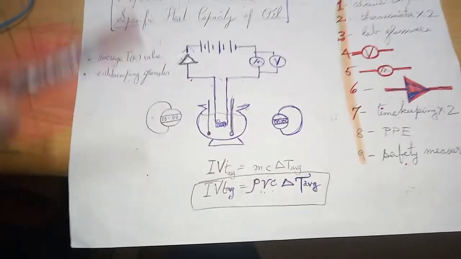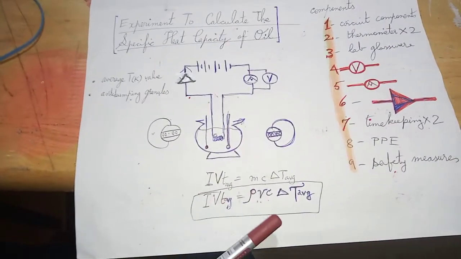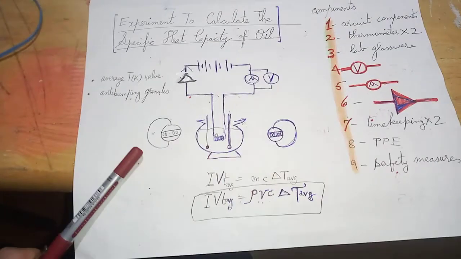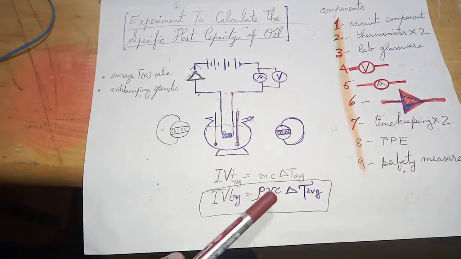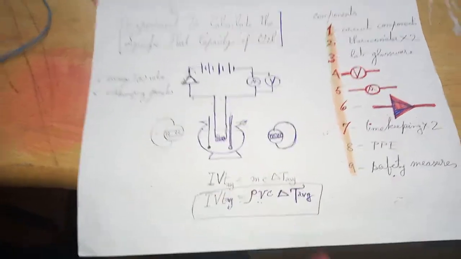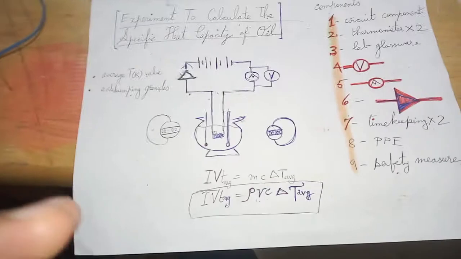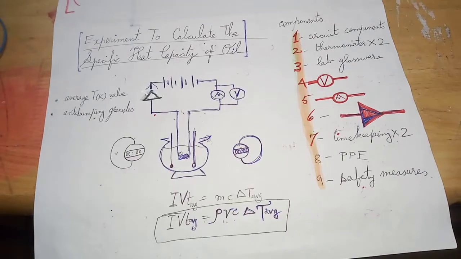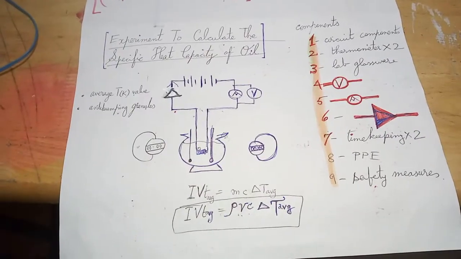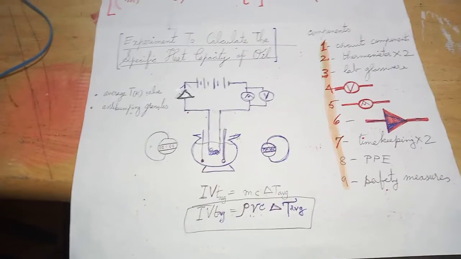So once we've done that, we've got the current, the voltage, the average time, and the average temperature, the starting temperature, the final temperature, and we've got the volume, and we know the density of the oil. We can then find out the specific heat capacity of the oil in joules per kg per Kelvin, and that would be a successful completion towards the calculation of specific heat capacity of oil. And I think that would be quite useful, and it's a practical used for triple award GCSE and AS level physics.